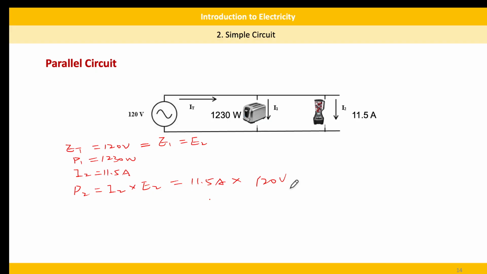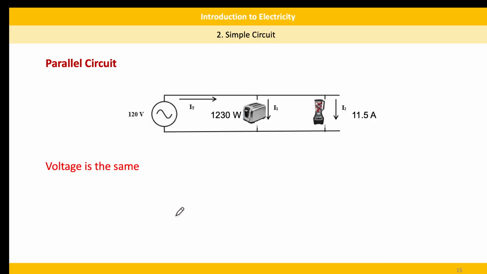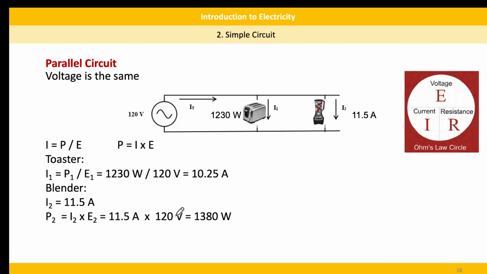Anything else we can calculate? Can we calculate I1? Yes, we can calculate I1, so P1 divided by E1, because we already know that, right? 1230 W divided by 120 V, we can get I1. So can we get I total? Yes, I1 plus I2, okay? It's a parallel circuit. Voltage is same. And right here, I put the exact number and answer, so you can find it. You can calculate by yourself like this, and then see the answer.